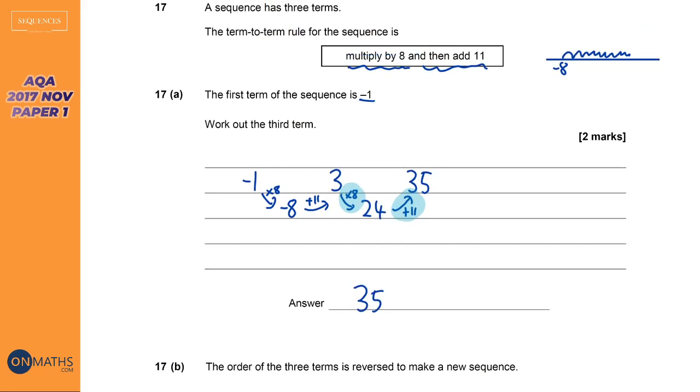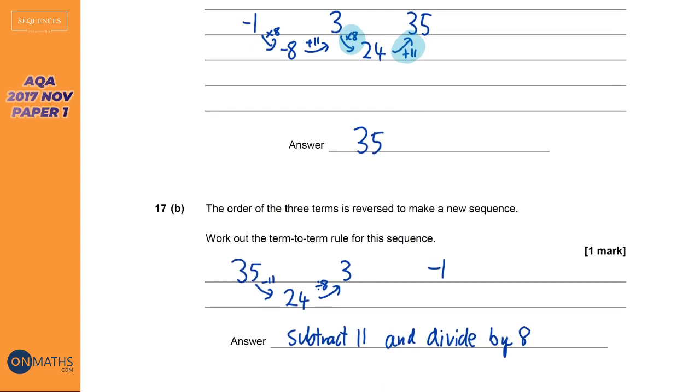Now commonly students, when they do the inverse, would do it in the order in which it said it in the question. If I just highlight it, they would say divide by 8 and then add 11. But you don't do it from that way, you do it from this way. So subtract 11, divide by 8, and hopefully this shows you why.